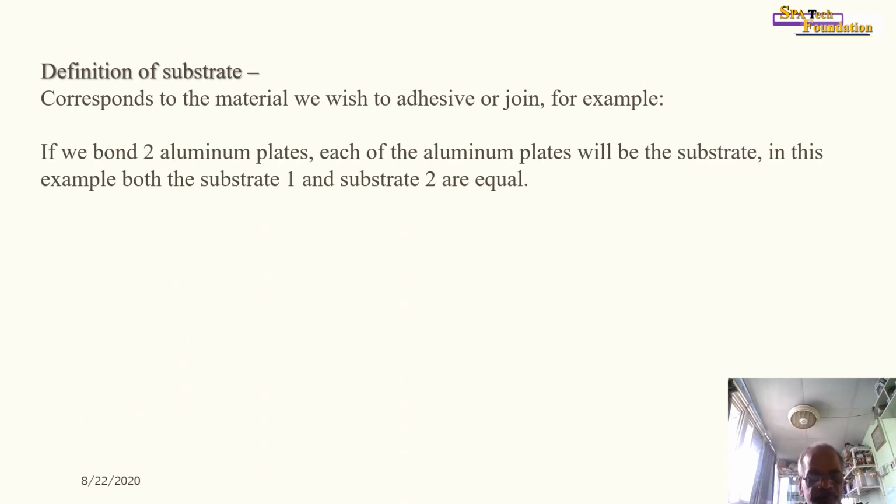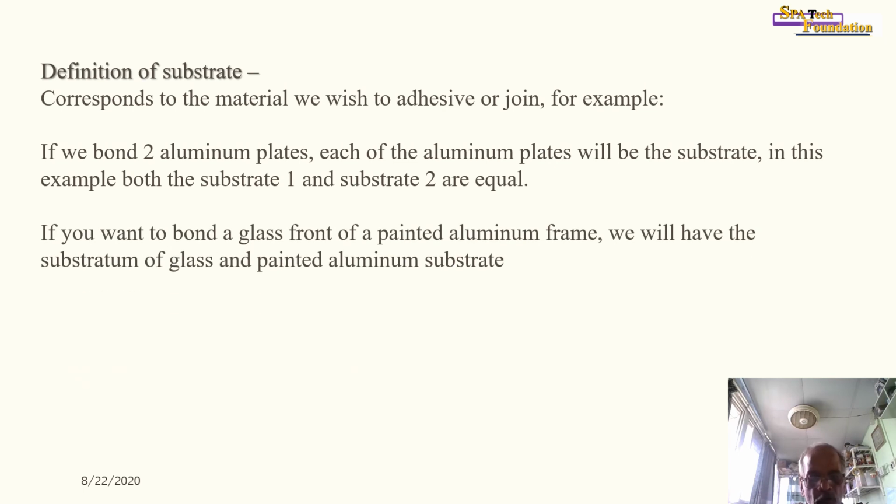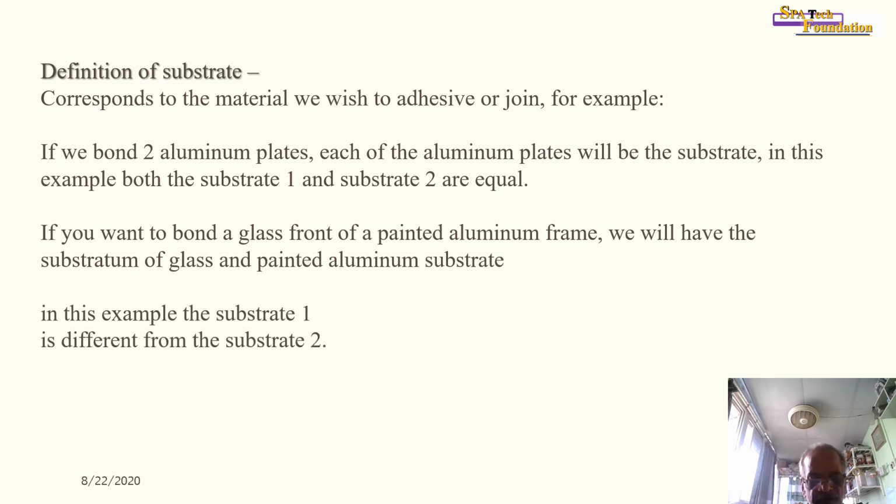For example, if we bond two aluminum plates, each aluminum plate will be a substrate. In this example, both substrate 1 and substrate 2 are equal. If we want to bond a glass front to a painted aluminum frame, we will have a system of glass and painted aluminum substrate. In this example, substrate 1 is different from substrate 2.